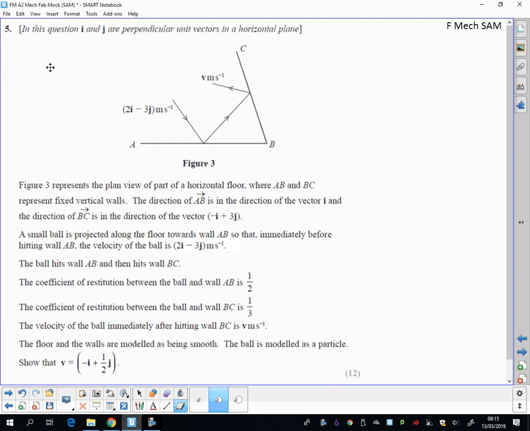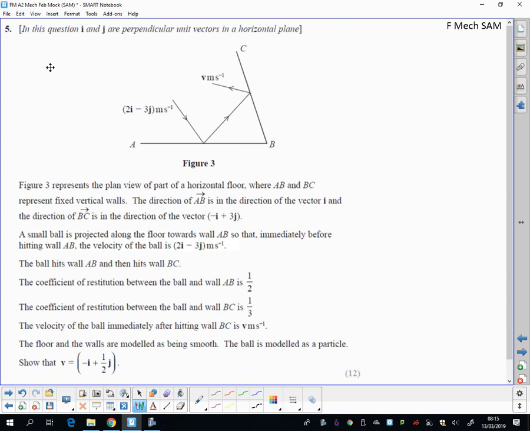Right, so this elastic collisions question is all about this diagram, and we've got a small ball being projected towards two walls. Lots of information in the question, and we're trying to show what the final velocity is in terms of vectors. I'm going to look at it a slightly different way, which is the way most of you probably learnt from the book and in your class.